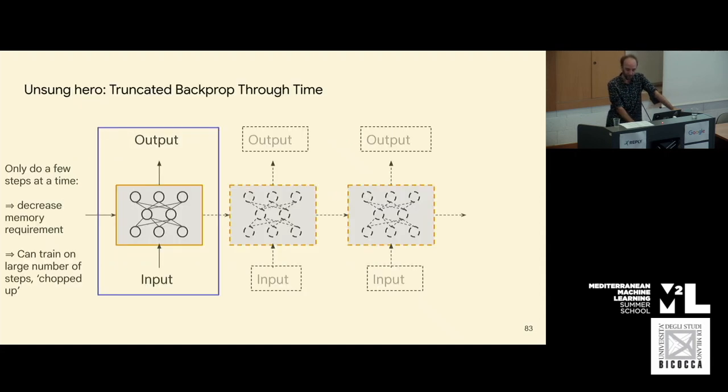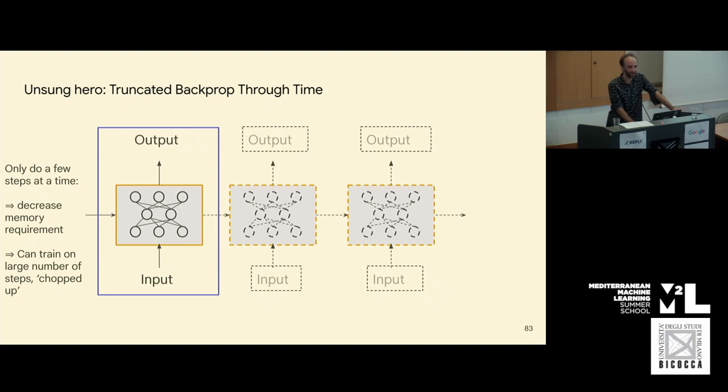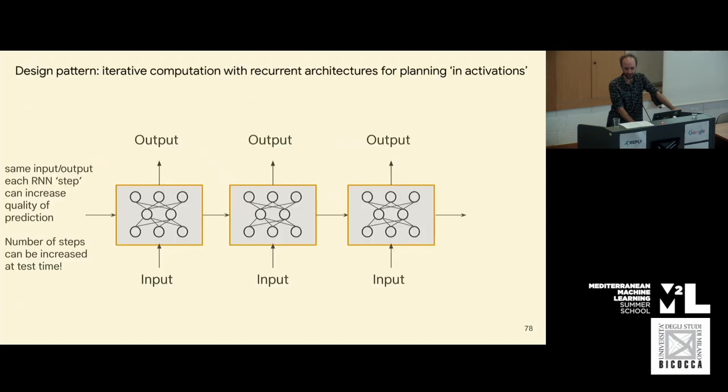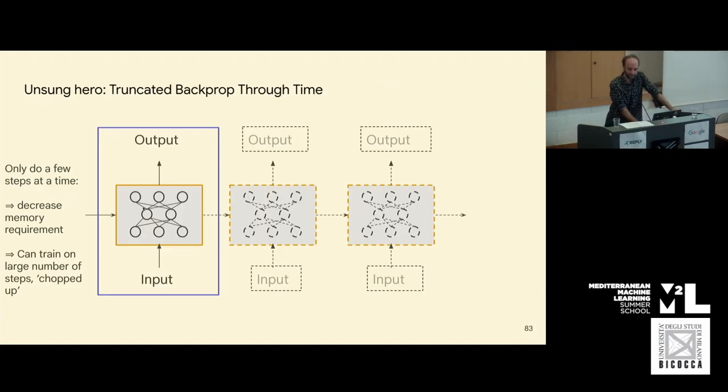All right, so how can we fix some of these issues? There is an unsung hero. It's not glamorous, and yet it's extremely powerful. It's truncated backprop through time. Truncated backprop through time is a very simple algorithm that says that instead of backpropagating through the whole chain, you do it in chunks, and you pretend that the gradients don't flow too far backward. So you pretend that your horizon is just a few steps. Let's pretend here there's only one, but pretend we only do a few steps at a time.